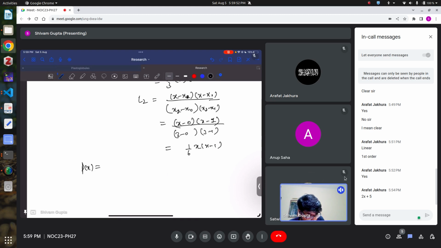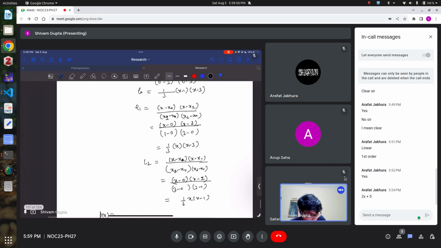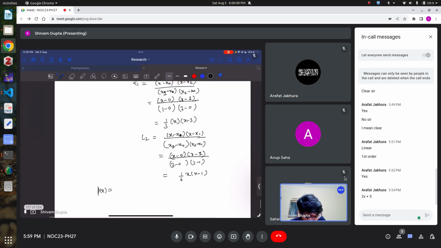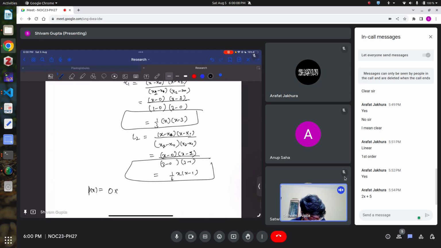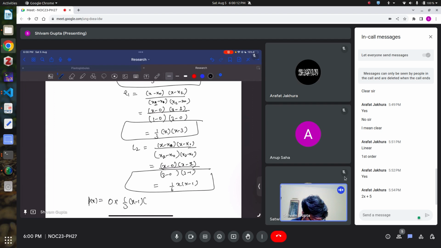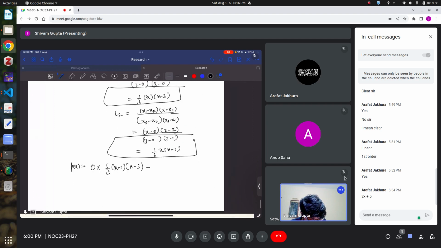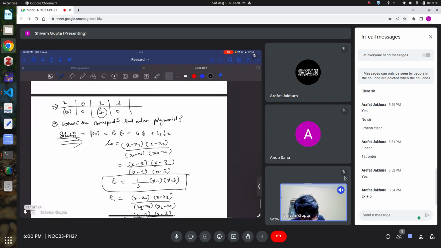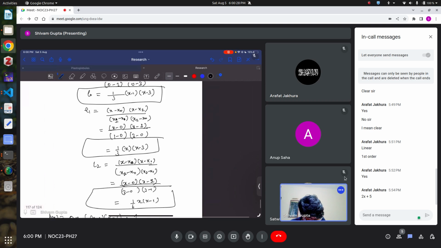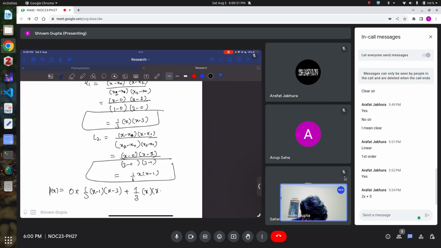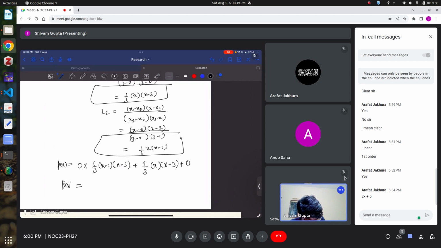Okay. So what should be the px now? We have L0, L1, L2. We know f0 was 0, so it's 0 times 1 by 3 x minus 1 x minus 3, and this is L1, which is 1, so it comes out to be 1 by 3 times x minus 3, and f2 is also 0, so it will reach 0. So our polynomial function becomes 1 by 3 x square minus 3x. So this is a second order polynomial since we have 3 points.